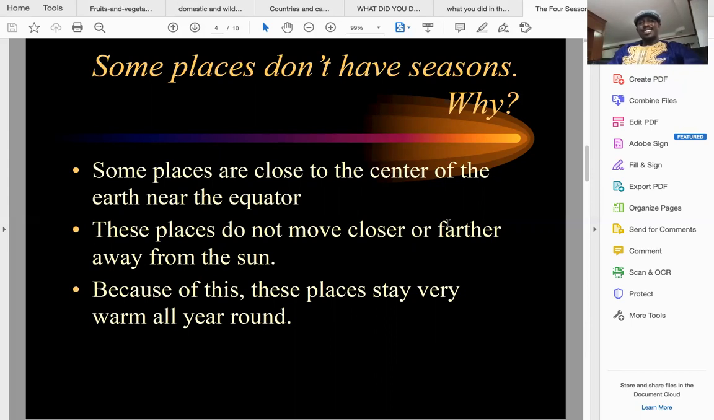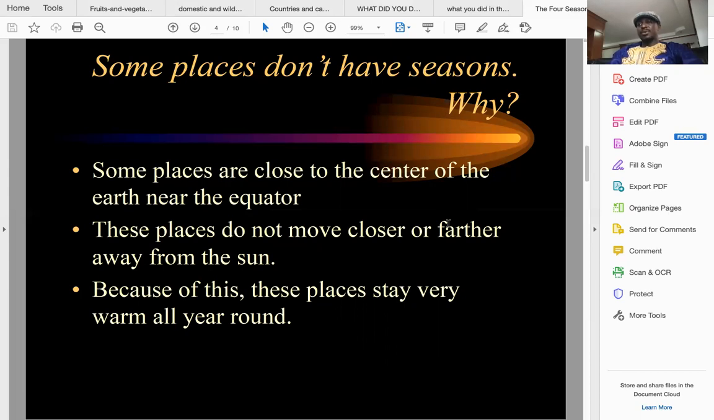Okay, these places do not move closer or further away from the sun. So places that don't have seasons, they don't move. There are places that do not move closer or further away from the sun. They are just in a particular spot. Okay, because of this, these places stay very warm all year round. So some of these places that don't have various seasons, they either stay very warm all year round or very cold.